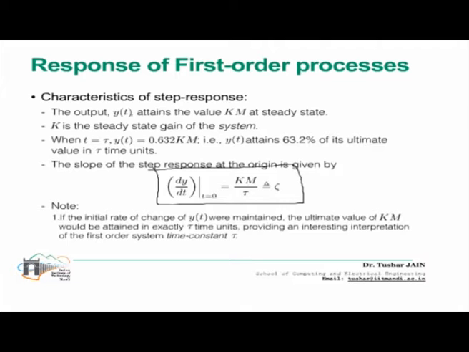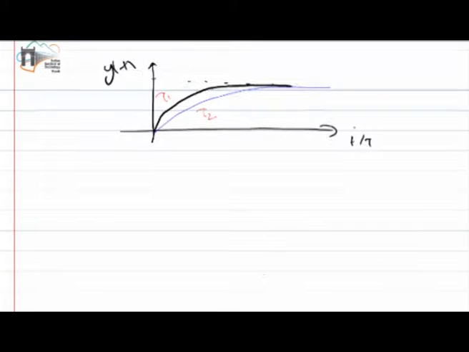So let's say I draw the two output signals for the step response. Can someone tell me the relationship between tau 1 and tau 2? These tau 1 and tau 2 are the time constants. So if we have a slow process, for the slow process we have a larger time constant. So this is what is represented here.